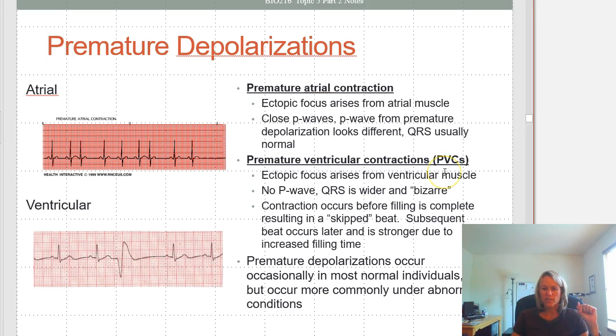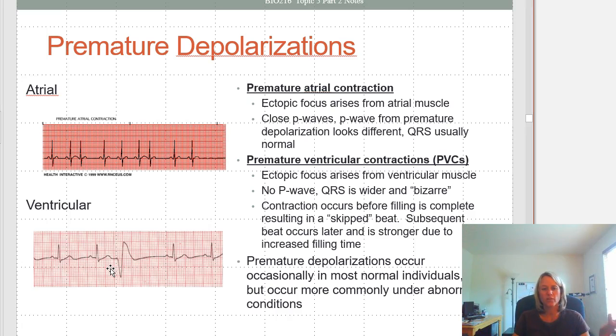Premature ventricular contractions don't have a P wave, and the QRS is wider and bizarre. So here's a normal P, QRS, T, P, QRS, T, and then we get a premature ventricular contraction, a little bit of a delay, and then we're back to the normal EKG pattern. Now, with PVCs, this contraction occurs early, so it occurs before filling is complete. So it kind of results in a skipped beat.